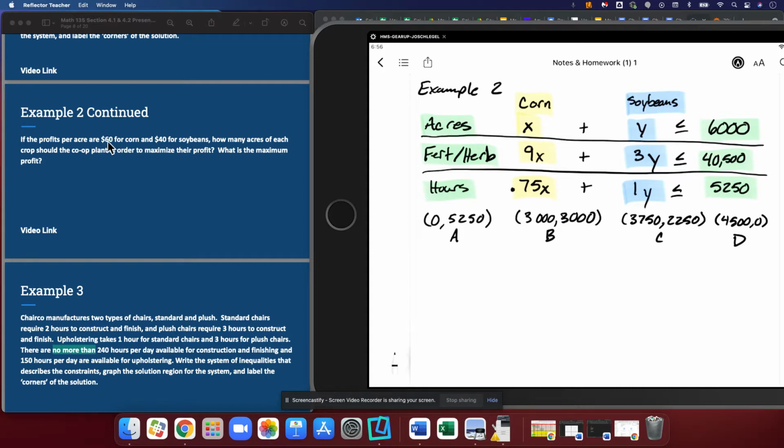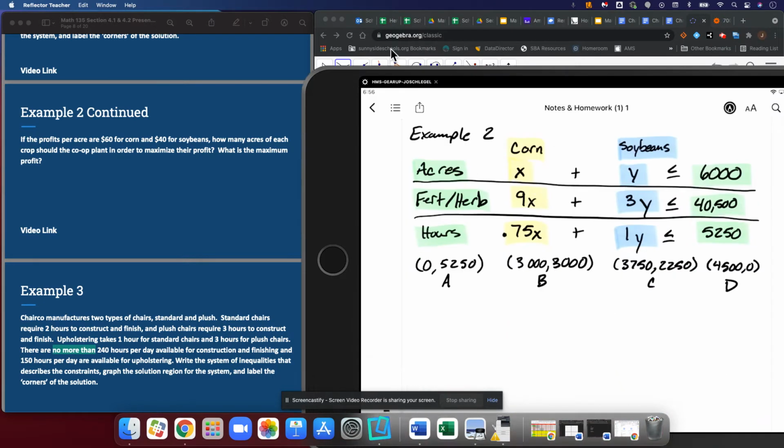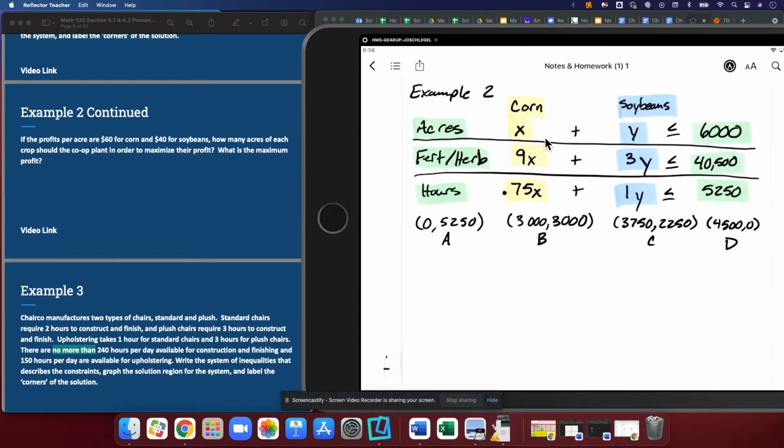Well, it would be obvious. We would want to plant everything with corn if we could. We would plant all 6,000 acres. But if you recall, corn was our X value. And if we planted as much corn as possible, we can only plant 4,500 acres because we are lacking in fertilizer and hours to do all 6,000 acres. So we are limited and can't do all 6,000 acres in corn, even though it's the more profitable crop.